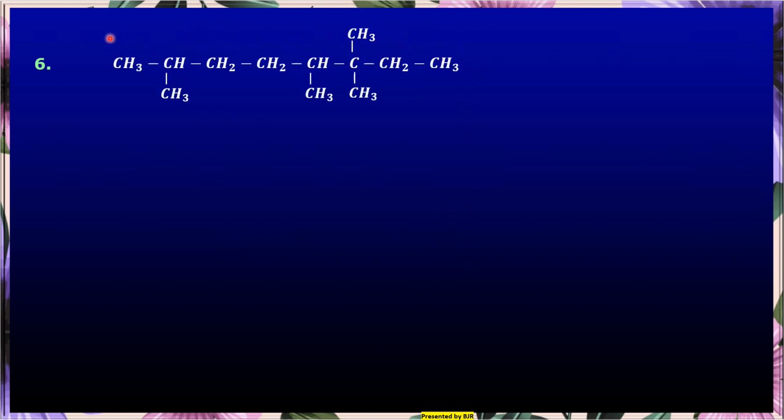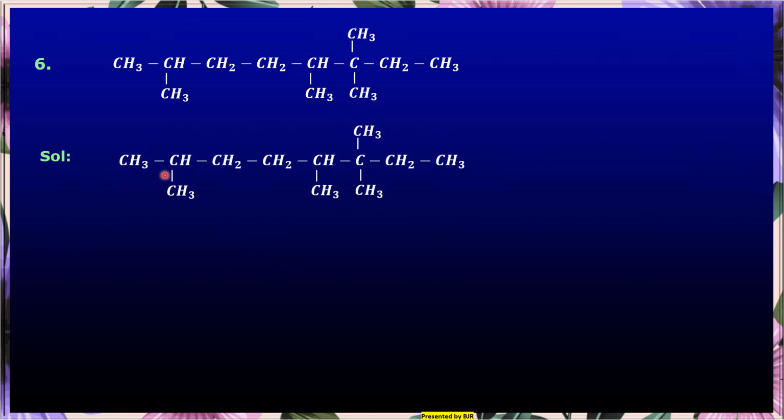Here is problem number 6. This is an alkane containing many side chains or substituents. Four substituents are there, so let us name this compound. Solution: this is the given compound, and first we have to select the parent chain. This one is the parent chain. I am giving the numbering from left to right, and let us give the numbers from right to left also, and we have to decide which one is correct.